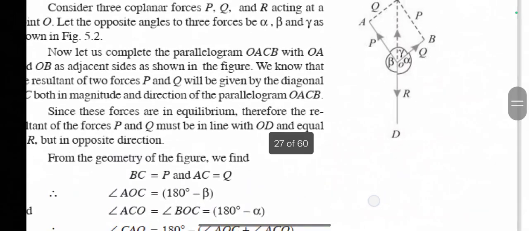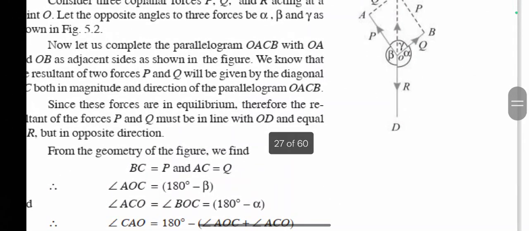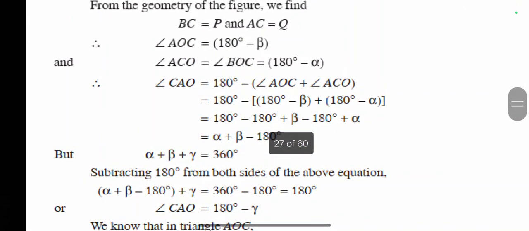What is angle ACO? ACO is again 180 minus alpha. Therefore, angle CAO is equal to 180 minus (angle AOC plus angle ACO), which will become 180 minus (180 minus beta plus 180 minus alpha). The minus will go into the bracket: minus 180 plus beta minus 180 plus alpha. So it is alpha plus beta minus 180.